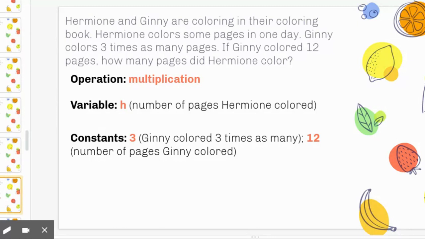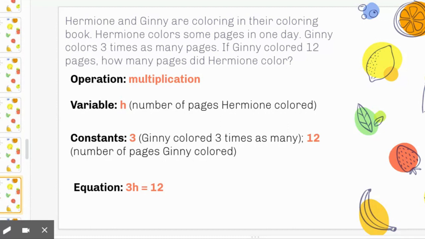And that's why in this case, 3 times 12 doesn't make sense, because Ginny colored 3 times as many pages as Hermione. Which means when we're writing our equation, we're actually going to multiply 3 times h. Remember, when you write a number next to a variable like that, that means 3 times h and not 3 next to a number like 34. Instead, this means 3 times h.